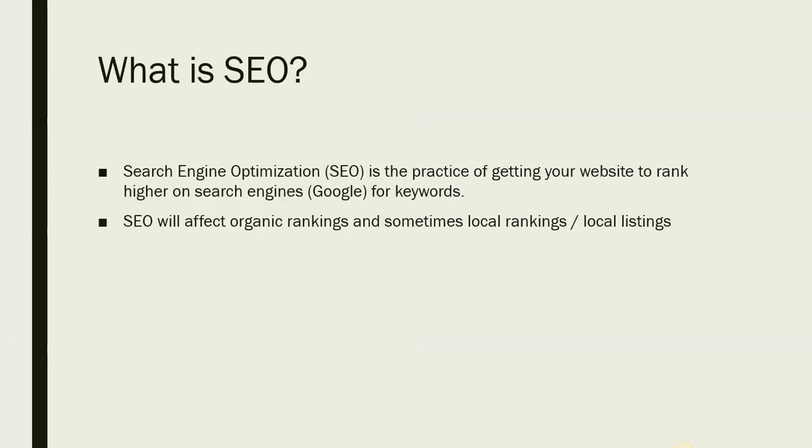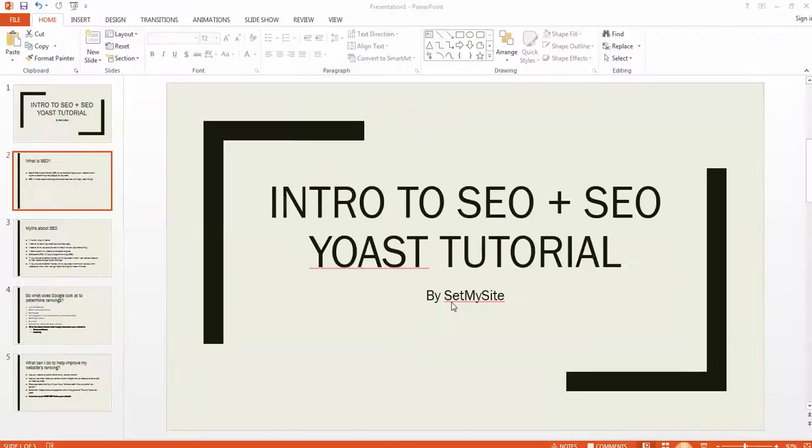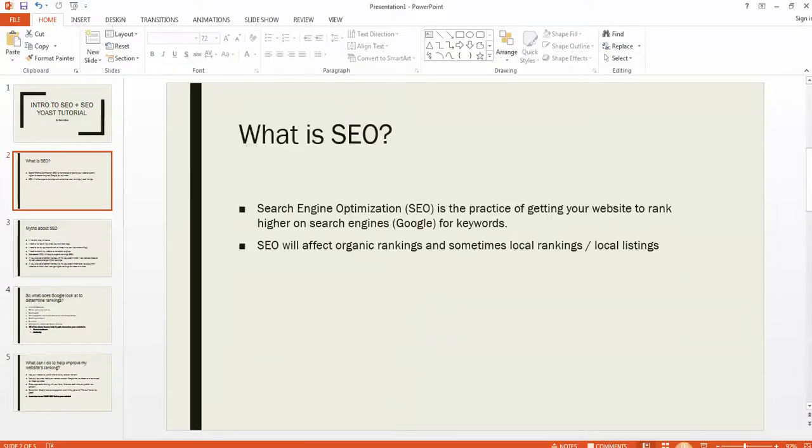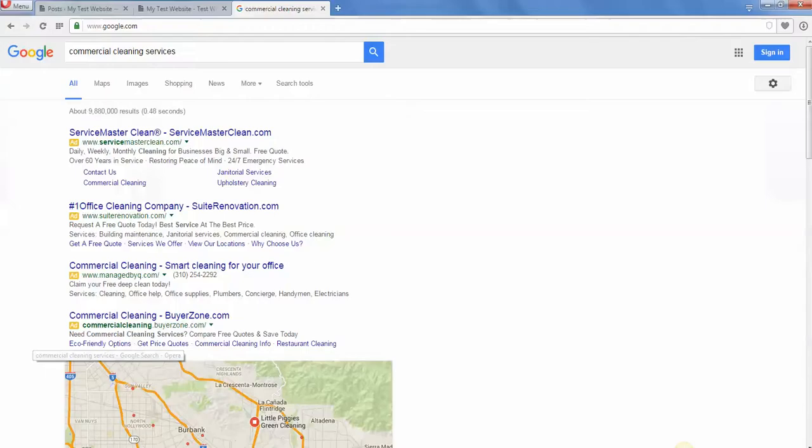keyword-based searches. So the question is, how do you do it? Well, that's SEO. It's the practice of getting your website to show up for those search terms. Now, it's also important to understand that SEO is going to affect your organic rankings and sometimes your local rankings or local listings. So in order to understand this statement, I'm going to quickly take you over to a search engine results page, and then we can explore what that means.